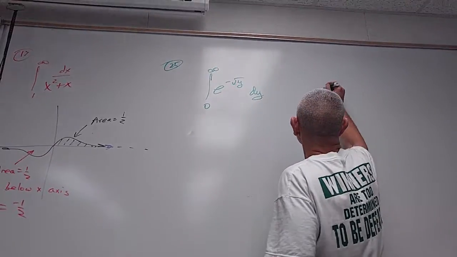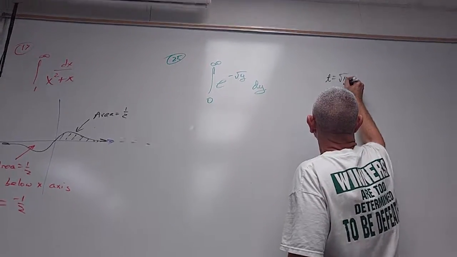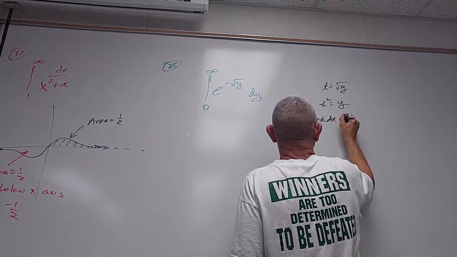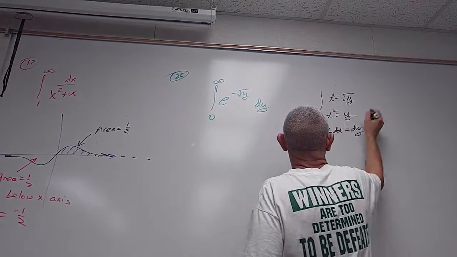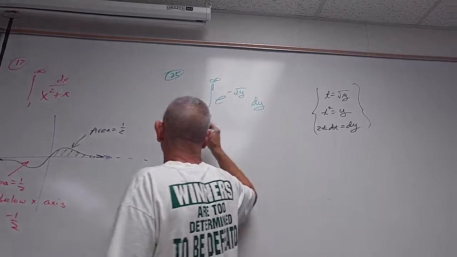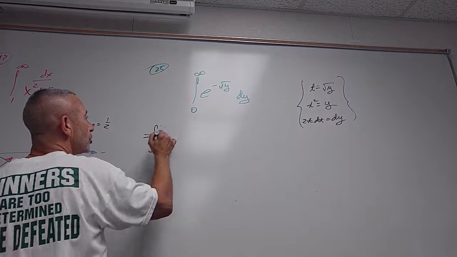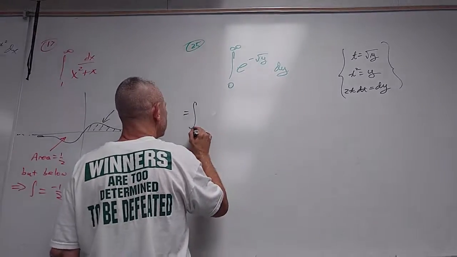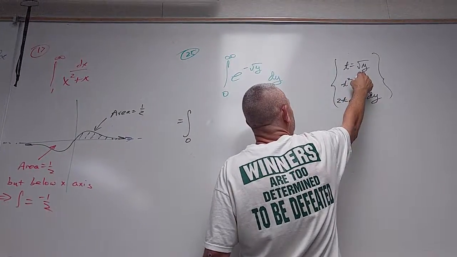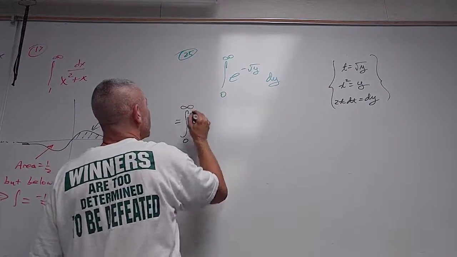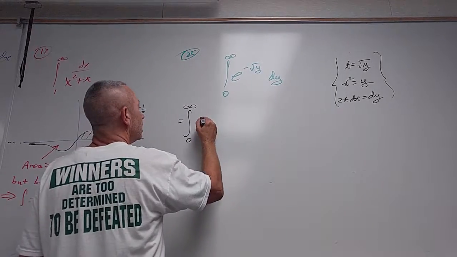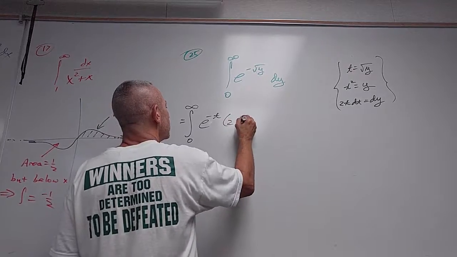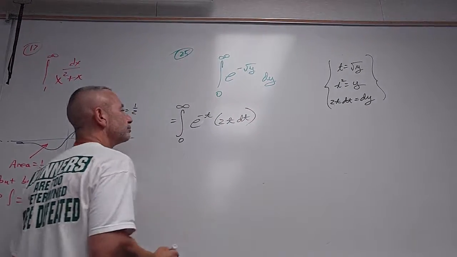Let's let t equal rad y. So t squared is y, 2t dt is dy. New limits of integration. When y is 0, t is 0. When y is infinitely large, t is infinitely large. e to the minus t, and then 2t dt.